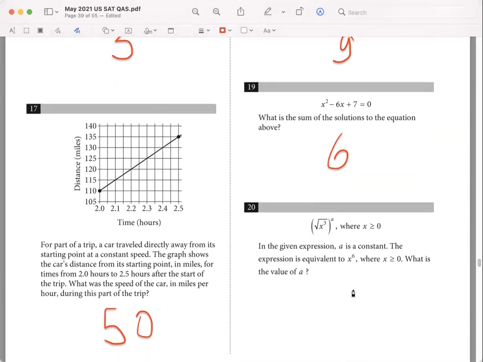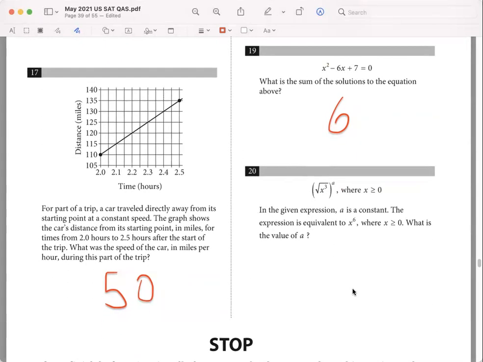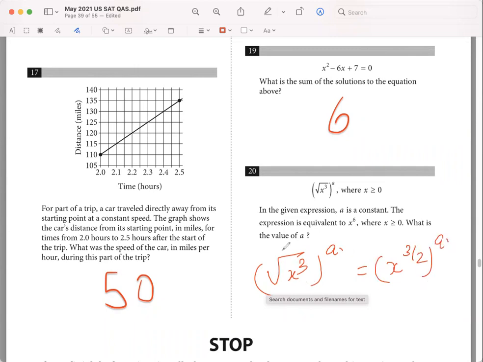Okay, so 6. Question 20: the square root of x cube, whole to the power a, is equivalent to x to the power 6. What is the value of a? Okay, so the square root of x cube whole to the power a, I can write as x to the power 3 by 2 whole to the power a, because the square root will just become 1 by 2 in the denominator of the power. And that is simply x to the power 3a by 2. So 3a by 2 is 6. So a will be 4. The value of a is 4. So let's write that down.